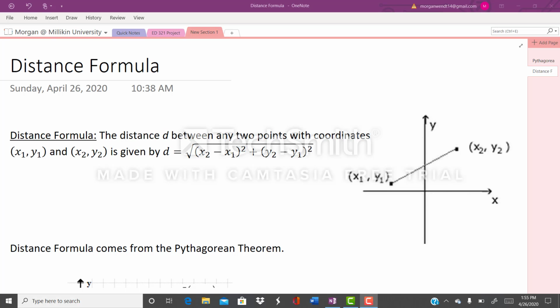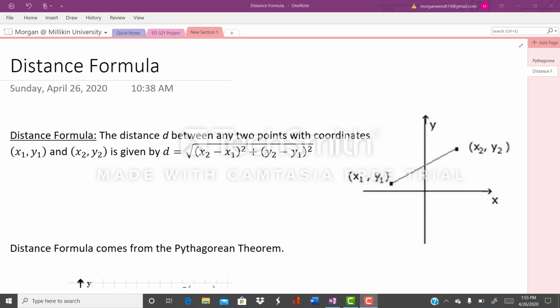Welcome everyone. In this video we are going to be exploring how to use the distance formula to help us find the distance between 2 points on an XY coordinate plane. Okay, so first before we get into specifics, let's read this definition of the distance formula.